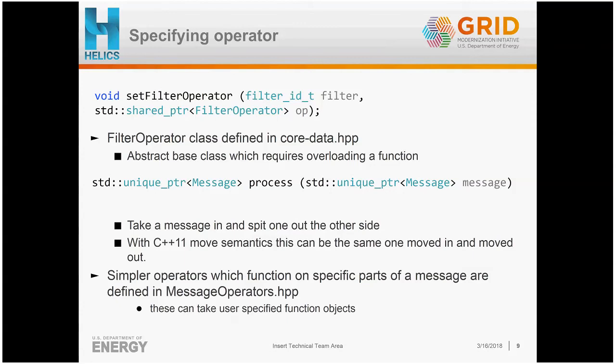There's a number of simpler operators which operate on specific parts of the message. So you can operate on the time, the message data itself, or the destination. And these take simpler function objects or callbacks from the user. And these are how you would often specify custom filters.